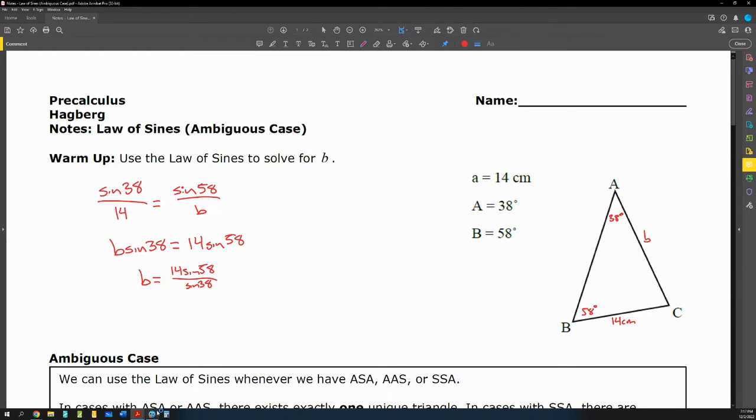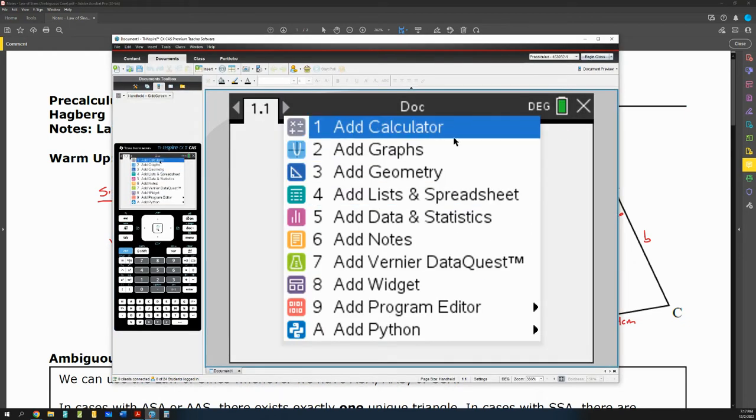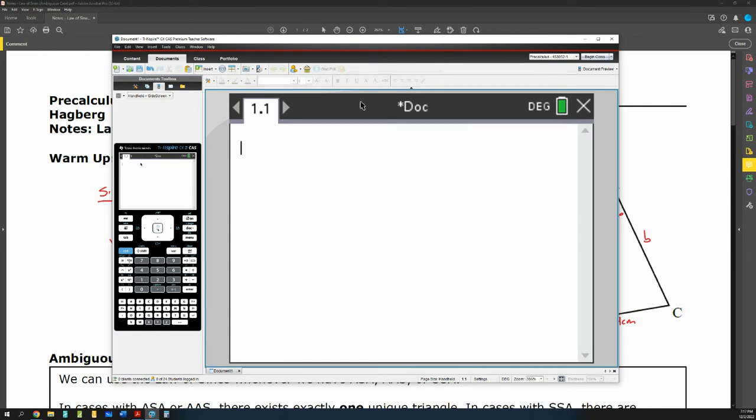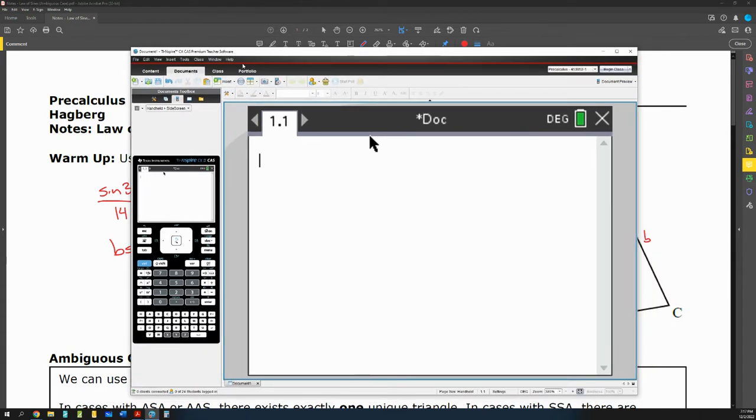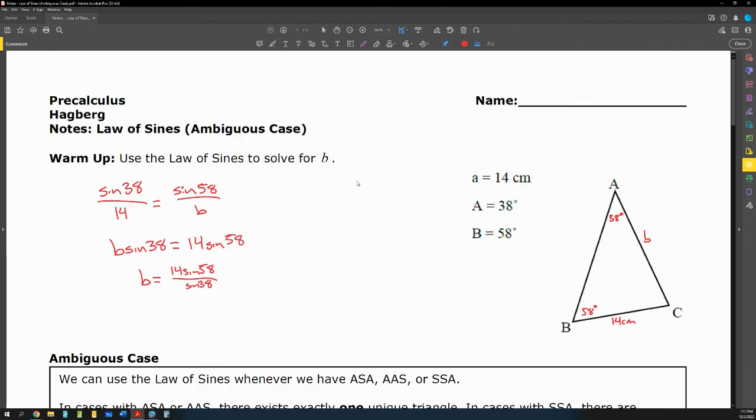If we want a decimal approximation, we can go ahead and take out our calculator. So take out your Inspire and open up a new document, and we're going to type in that expression. So we have 14 sine of 58 over the sine of 38. And a decimal approximation, we get about 19.284. Okay, so the side length B is 19.284 centimeters long.